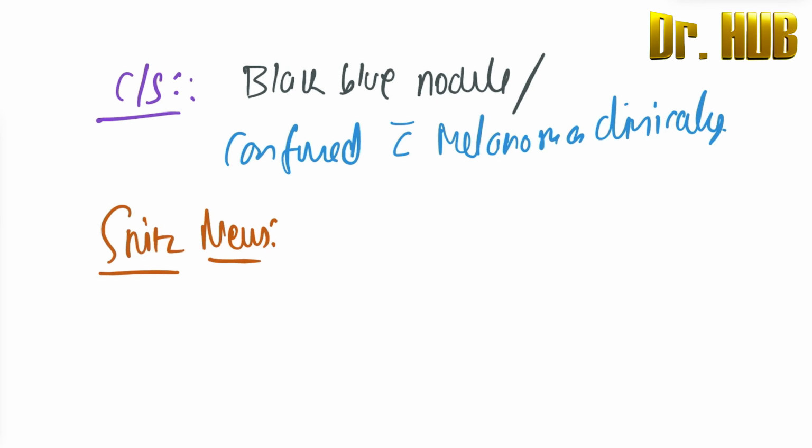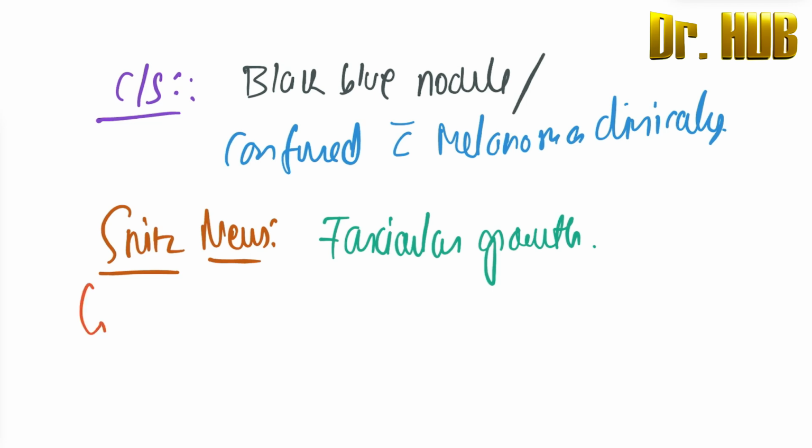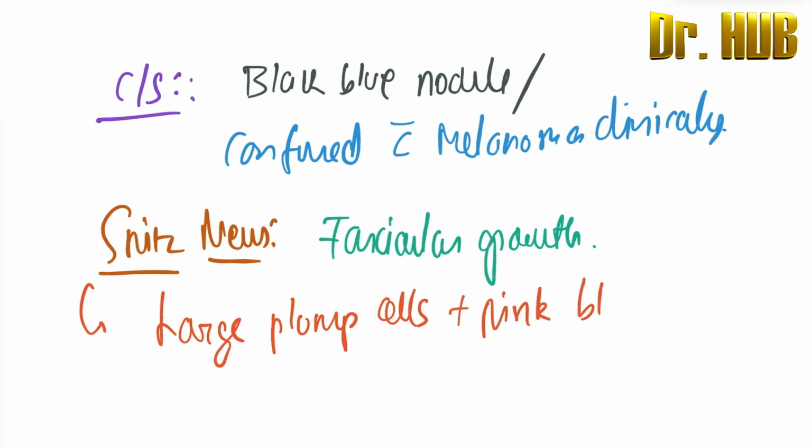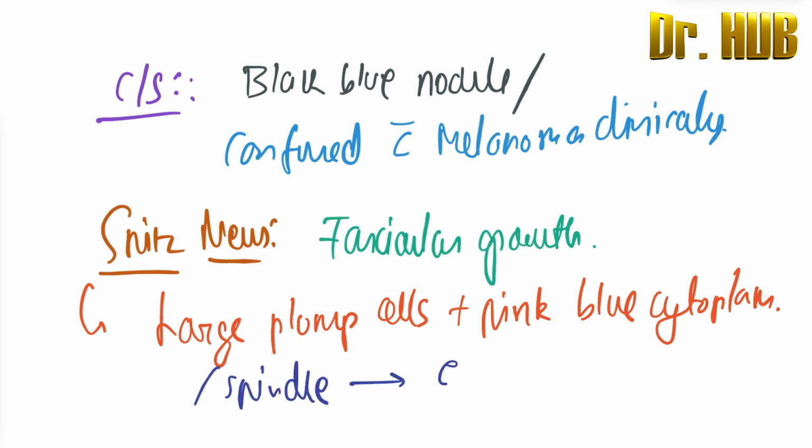Next is the Spitz nevus, the diagnostic feature being vascular growth. What are the cytologic features? There are large plump cells with pink-blue cytoplasm, and spindle to epithelioid cells.